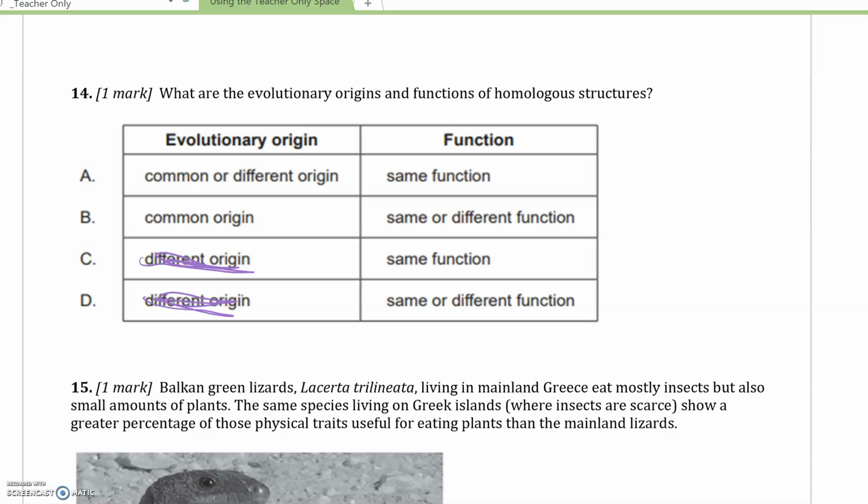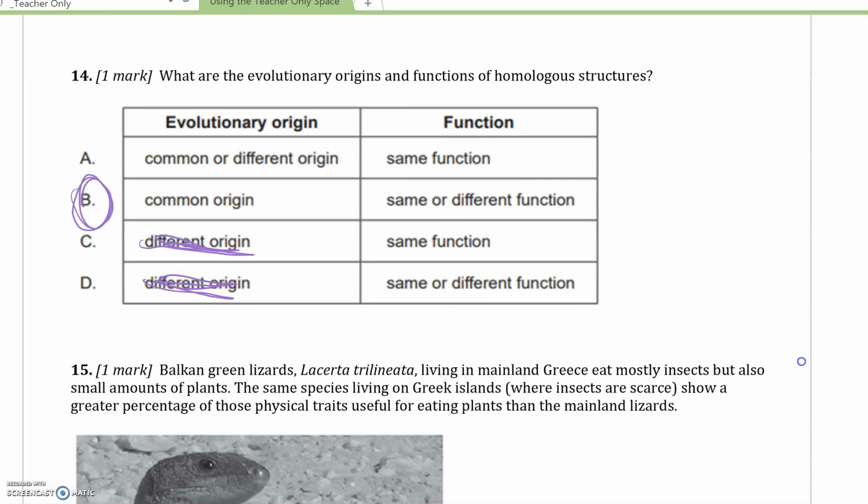And so then we're looking at, are they the same function or different function? Well, if you think about your homologous structures of the pentadactyl limb, they have similar but not identical structures, and so our answer is B, common origin and same or different function.